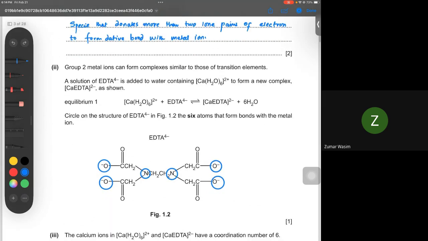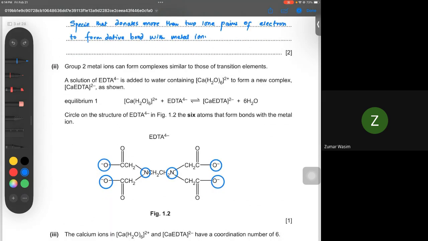If you can see, we have the EDTA ligand. This is the structure for EDTA, ethylenediaminetetraacetate. They are saying to circle on the structure the 6 atoms that form bonds with the metal ion. Obviously, we have to circle the area in which we can see the electron pairs. For a dative covalent bond, we need an electron pair, because this is a bond which is formed by the sharing of a lone pair of electrons. Okay, so it's one-sided sharing basically.